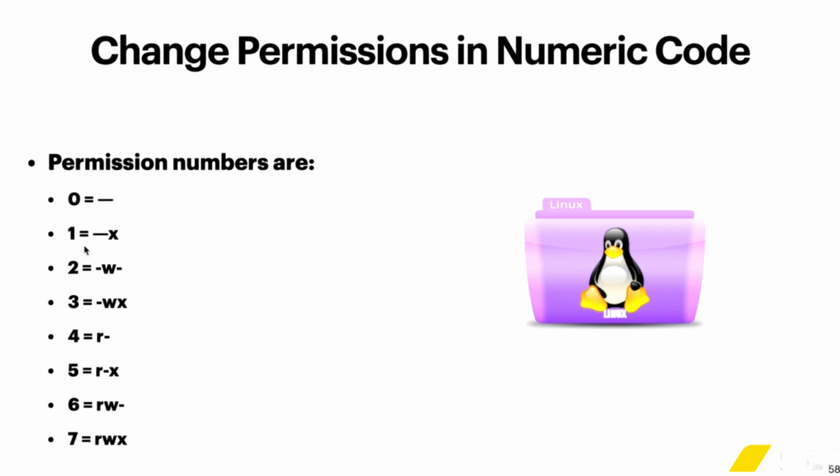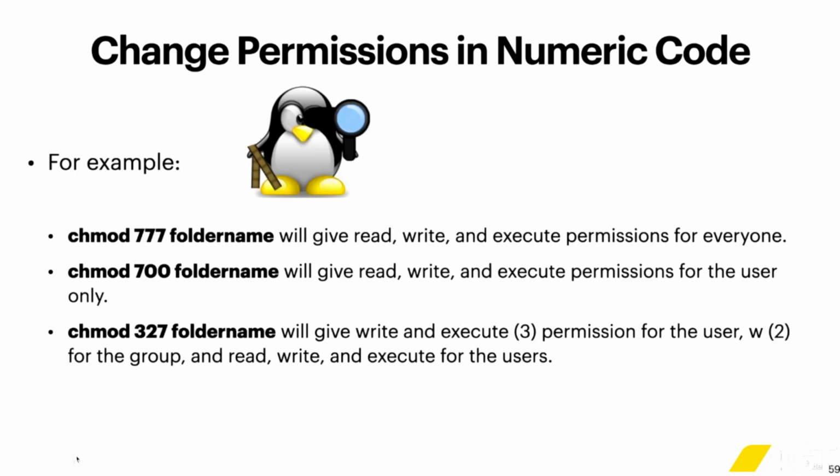0 means no permission, 1 means execution, 2 means write only, 3 means write and execution, 4 means read only, 5 means read and execution, 6 means read and write permissions, 7 means all the read, write, and execution permissions. Okay, so let's see how we can use that.